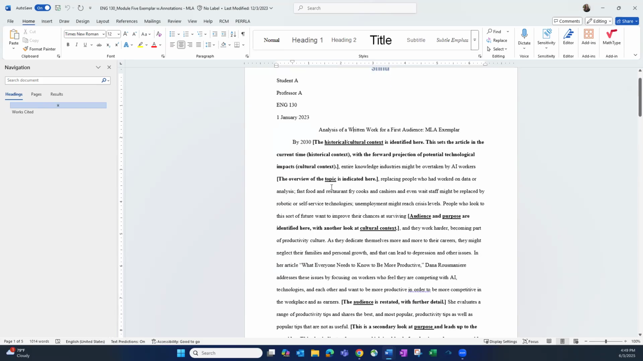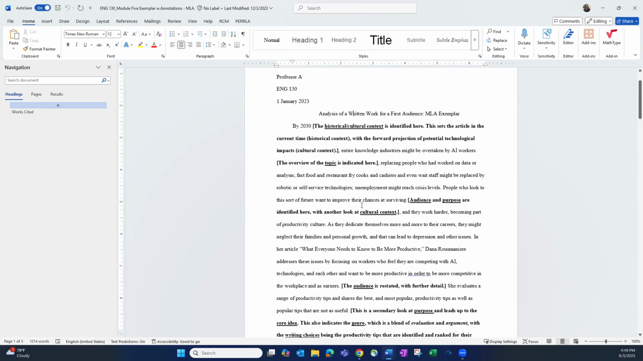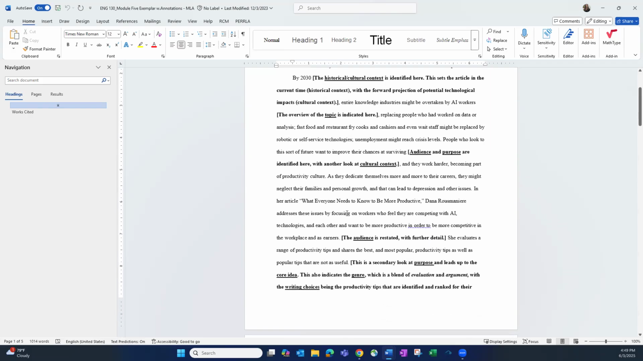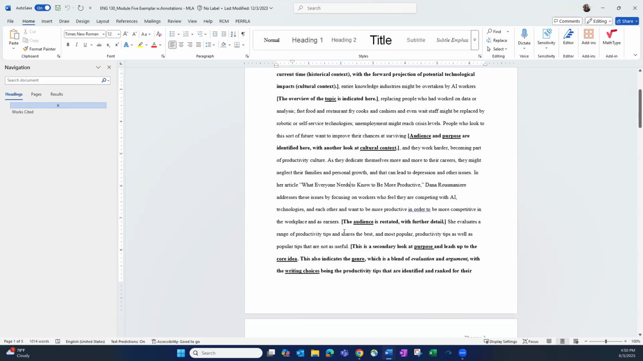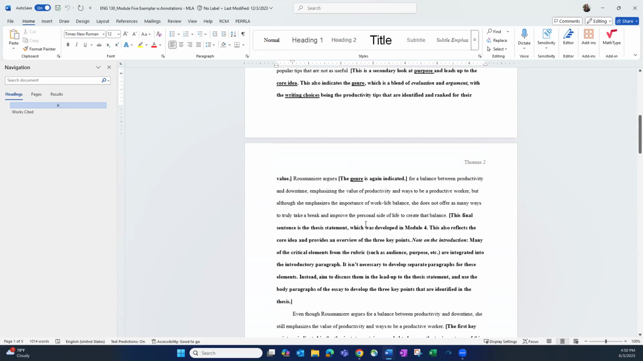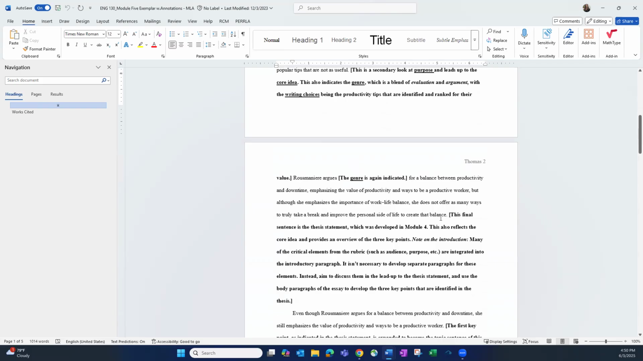Okay. So, what I wanted to draw your attention to here is that this is the introduction for the exemplar that is included in the Module 5 assignment. I also sent it out in an attachment on an announcement so that you would have it. And then what I want to draw your attention to is the thesis statement. And then in bold, you'll see some comments, but the thesis statement again is the final statement at the end of the introductory paragraph.